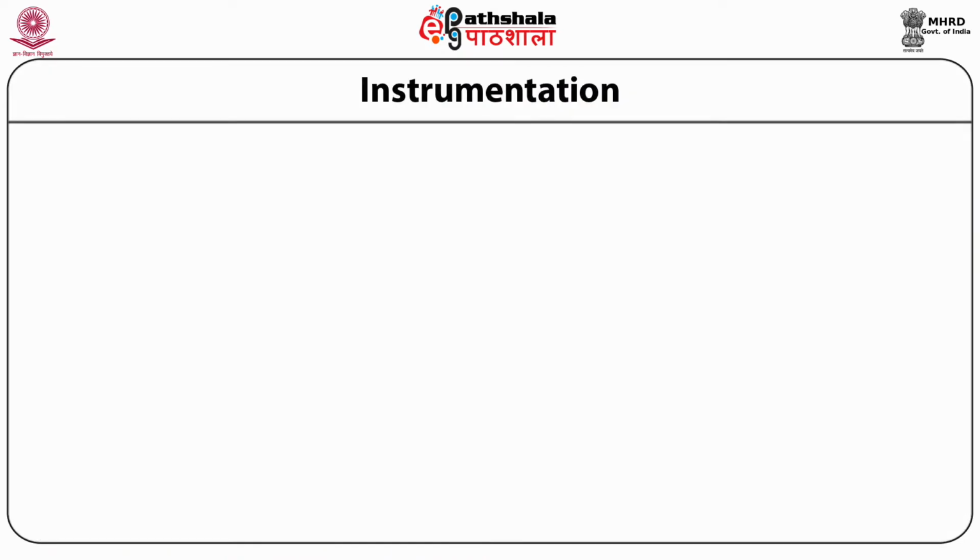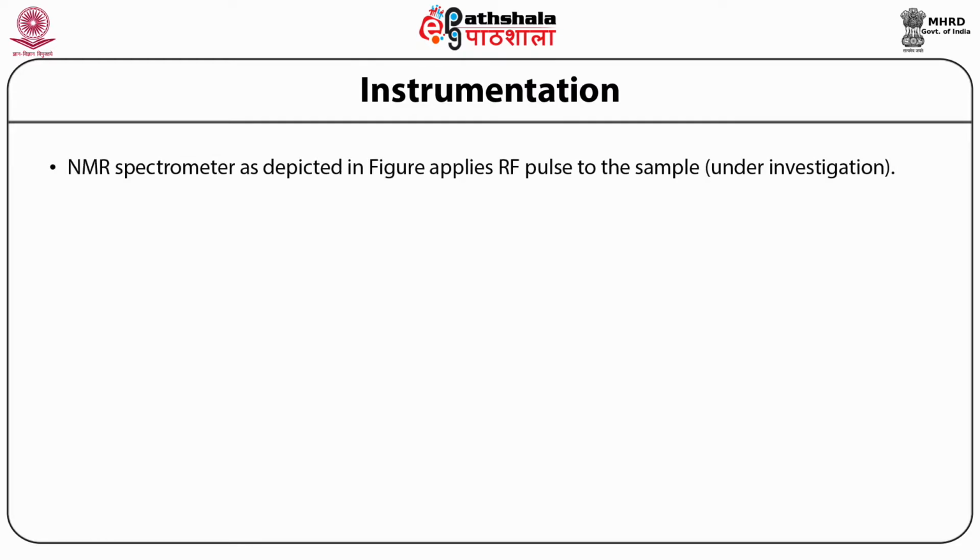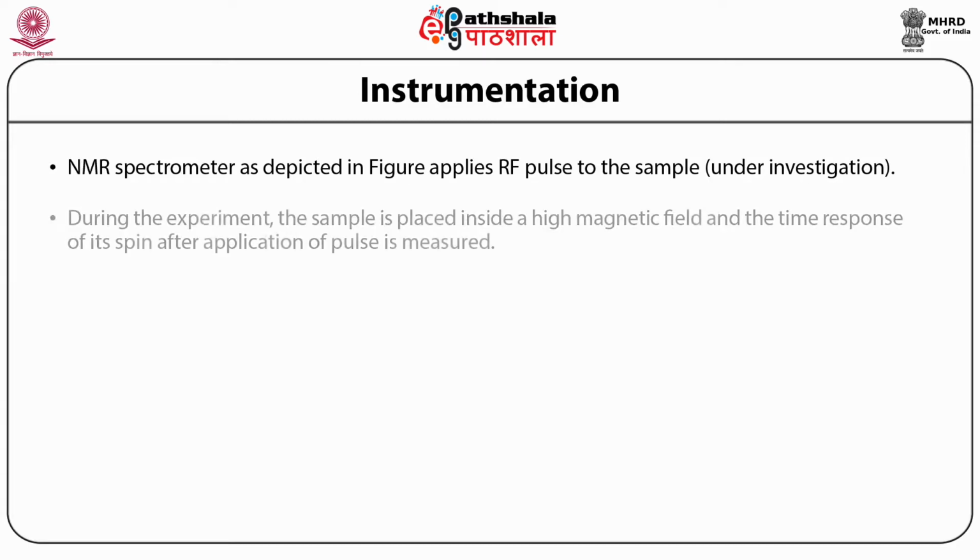Now comes instrumentation. The NMR spectrometer, as depicted, applies an RF pulse to the sample under investigation. During the experiment, the sample is placed inside a high magnetic field and the time response of its spin after application of the pulse is measured.